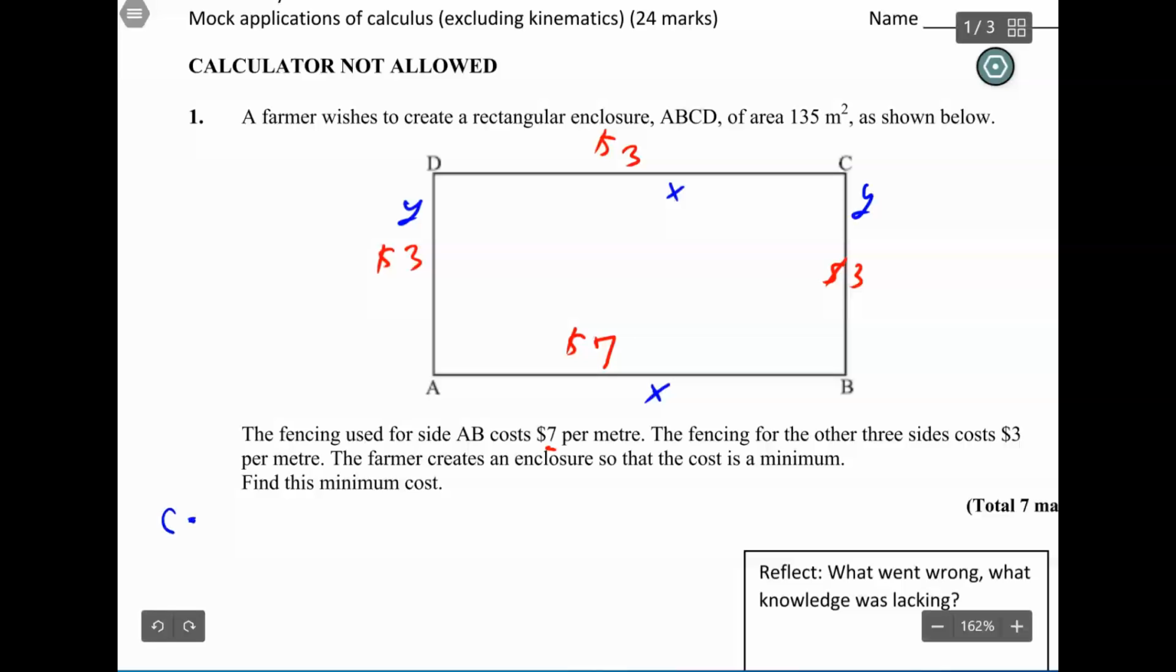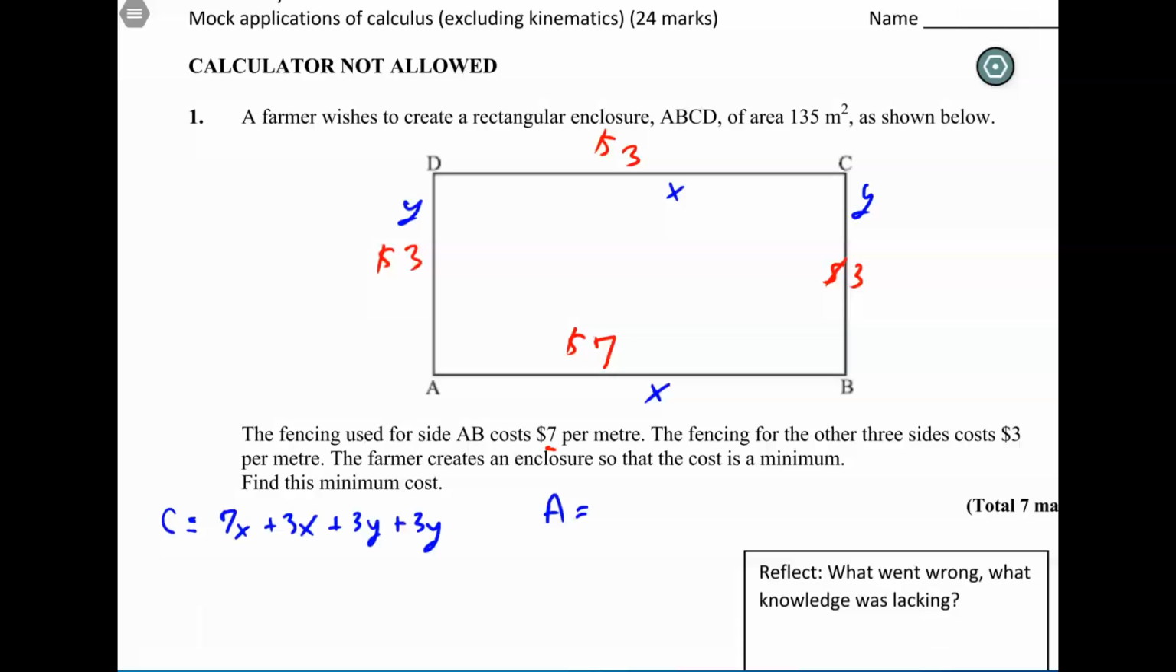All right, so we're going to first write a cost function. The cost is equal to each one of the sides times its per meter fence cost. So it would be 7x, which is the bottom one, plus 3x, which is the top one, plus 3y, which is the left side, and 3y, which is the right side. That's the cost function. Then we also have an area equation. Usually you have a perimeter related equation and an area related equation. So here are the two equations.